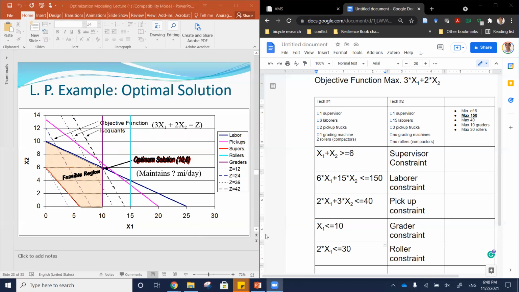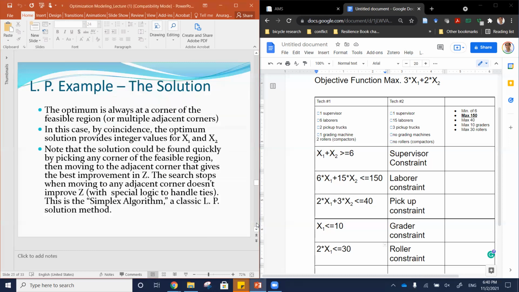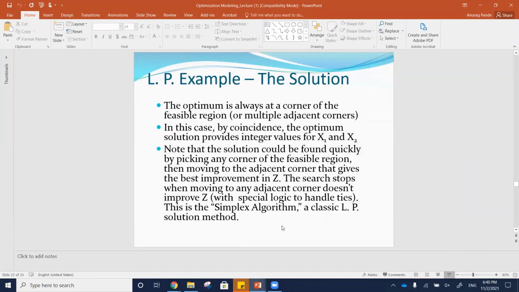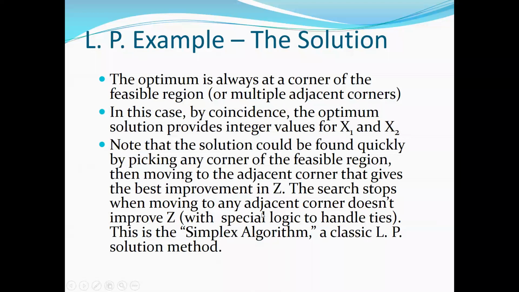Clear all drawings. Move on to the next slide. Okay. So here is the story about the linear programming example. The optimum is always at the corner of the feasible region, as we saw, or it could be multiple adjacent corners, that's fine. In this case, by coincidence, the optimal solution provides integer values of x1 and x2. That may not always be the case.